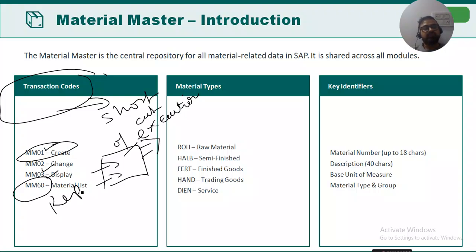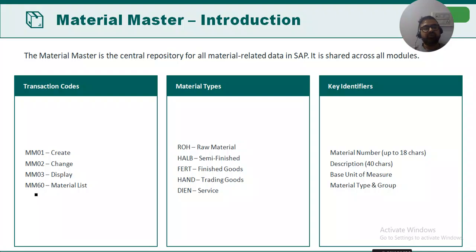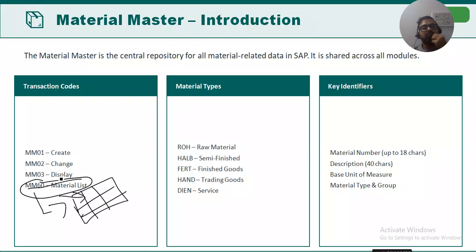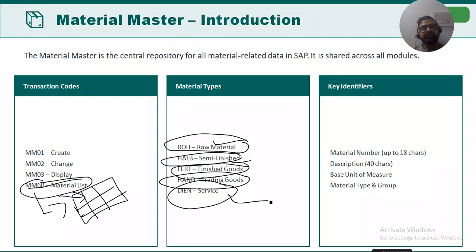Report means you can see all the material masters in one go, right? In one go you get all the details, all the material masters. You can see them in one go, plant wise. And this is the nature of material type: raw material, semi-finished material or finished material, trading material and service material, right?